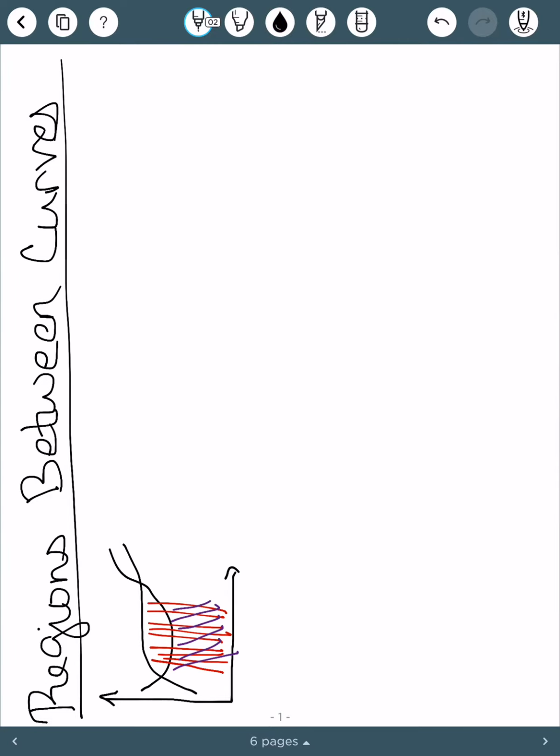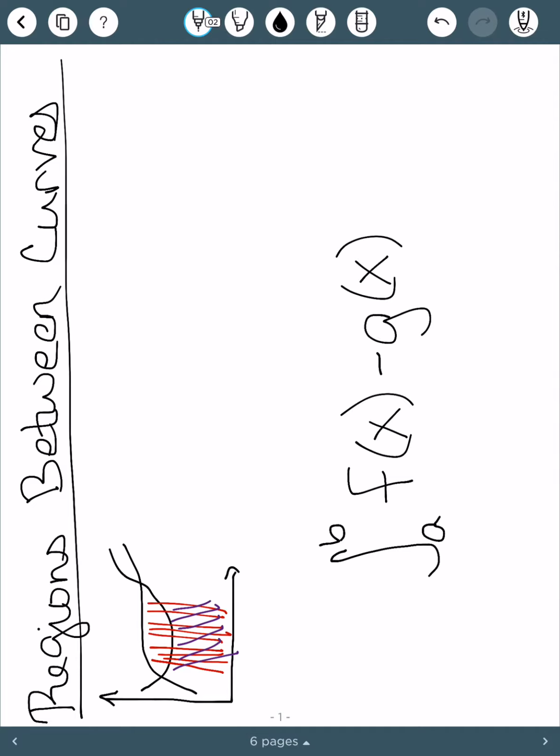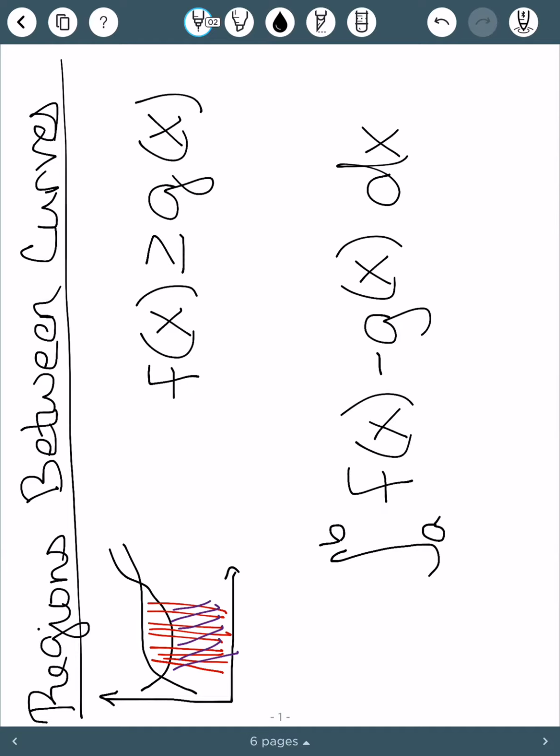So if I want just the area in the middle, I can integrate from a to b of f of x minus g of x dx. The idea is the f of x gives me the entire area under the top curve, and then the g subtracts out the extra stuff we don't need. And the important thing is that f of x needs to be greater than or equal to g of x. It does need to actually be the top function whenever you have a picture.